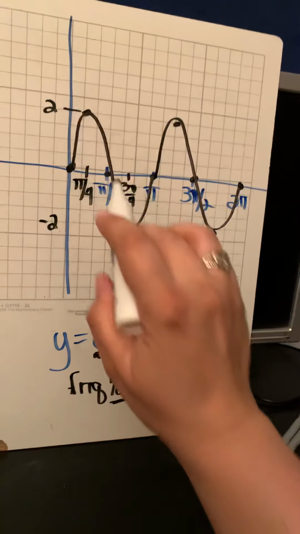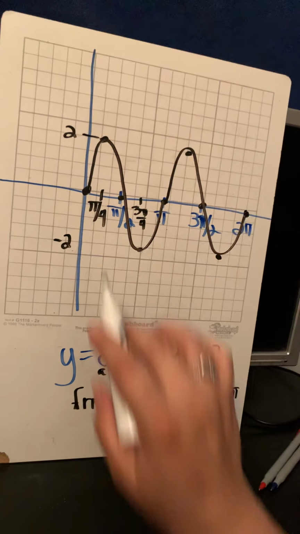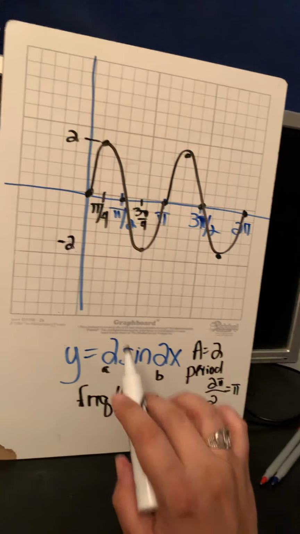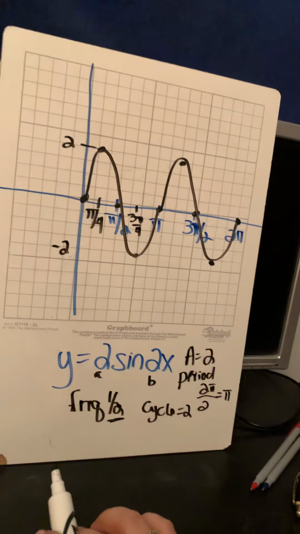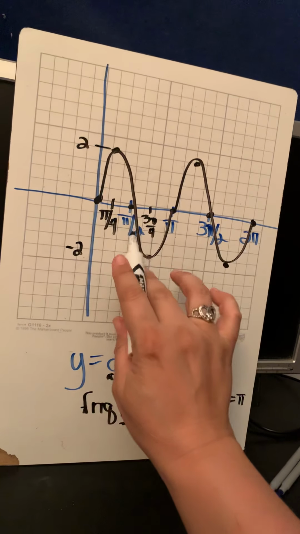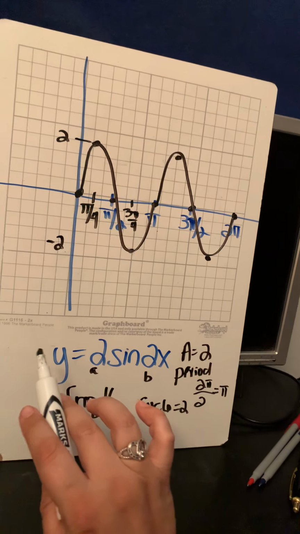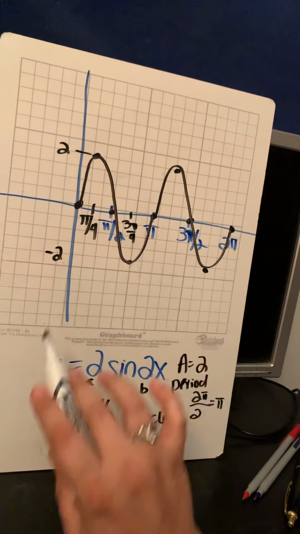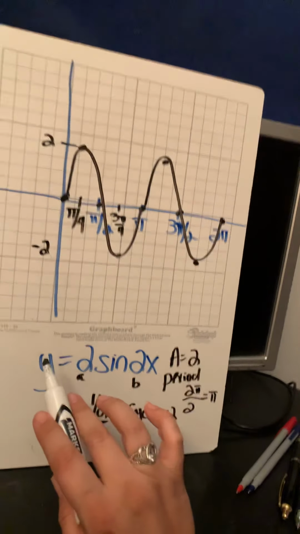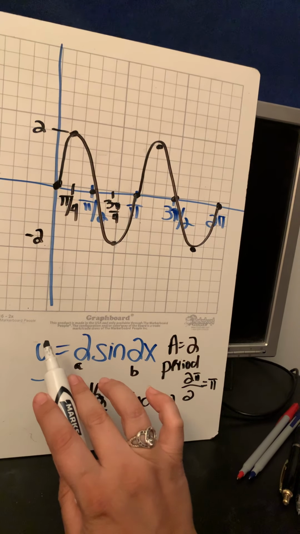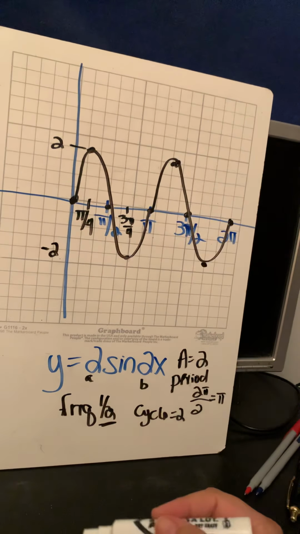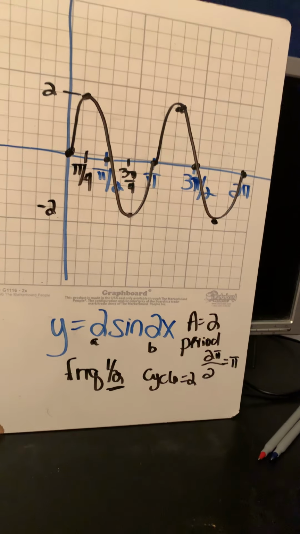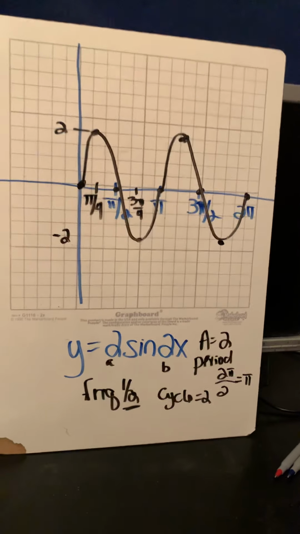So again, how many cycles did I have to 2 pi? 1, 2. How many times did each occur? Every half of a unit. This is half of pi halves. This is half of pi. This is half of 3 pi halves. My amplitude is at 2 and negative 2. So there is how you graph the sine function.